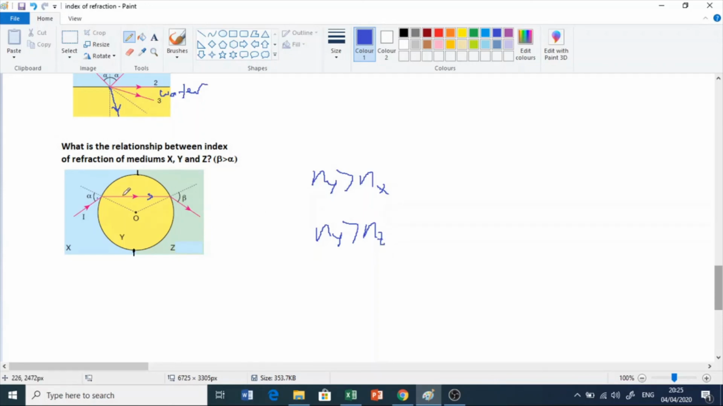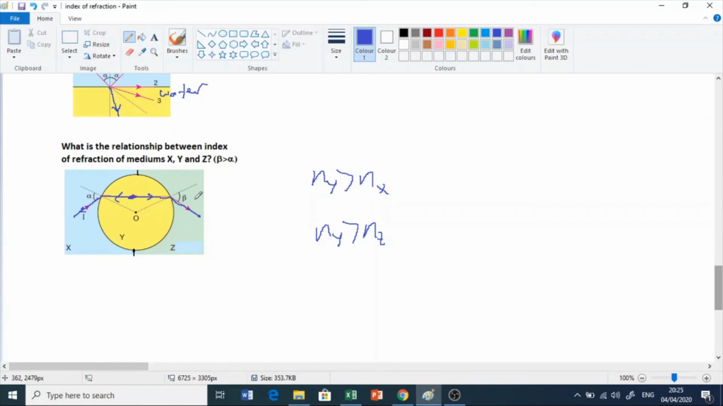Assume here is a source of light. The light is moving toward that direction, and then it will move in that direction. Why? Because if light is moving like this, it can also move back like this. So when it moves from y to x, it is bending away from the normal. When it is moving from y to z, it is again bending away from the normal. But in which case is the amount of bending more? As you see, beta is bigger than alpha.